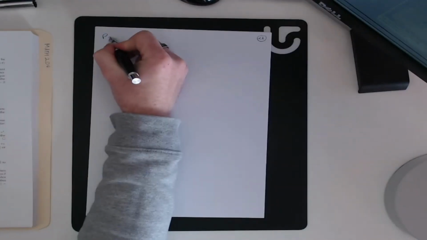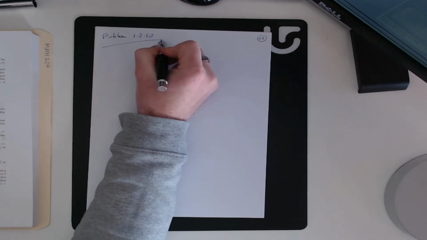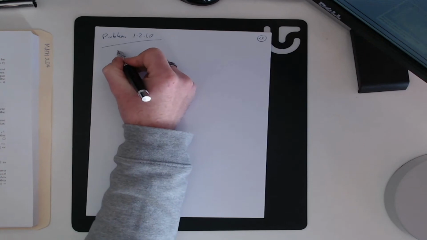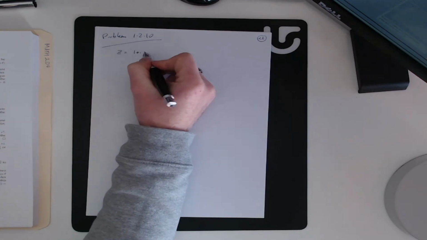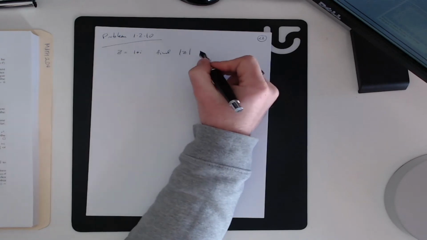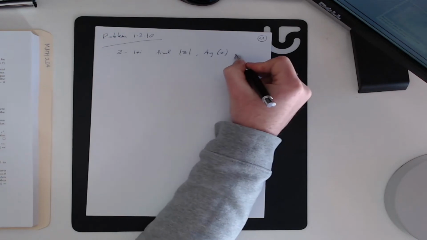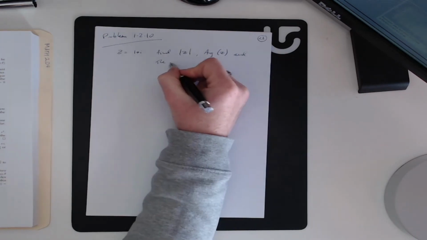Problem 1.2.10. z equals 1 plus i. Find |z|, arg z, and the polar form.